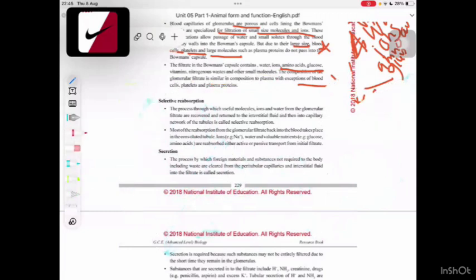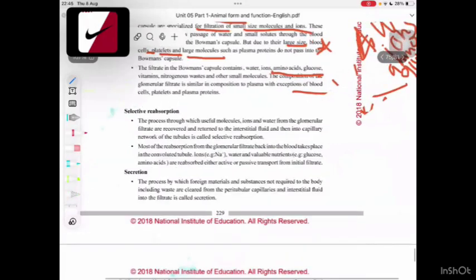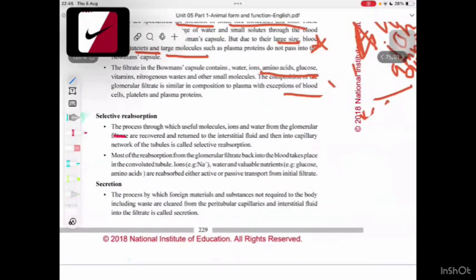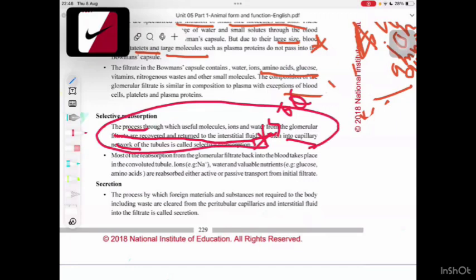The process through which useful molecules, ions, and water from the glomerular filtrate are recovered and returned to the interstitial fluid and then into the capillary network of tubules is called selective reabsorption. SCQ point: what is selective reabsorption? It is a process through which what? The useful molecules, right? Going from where to where, and from what to what? These are the things that you need to learn under selective reabsorption.